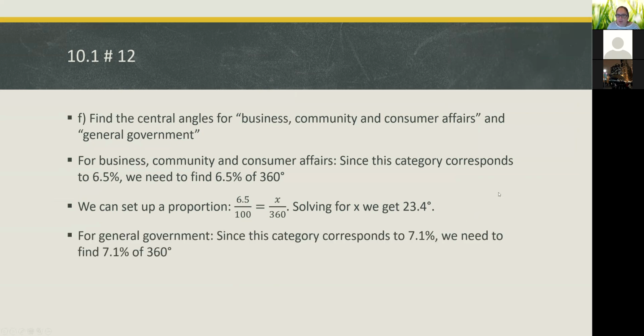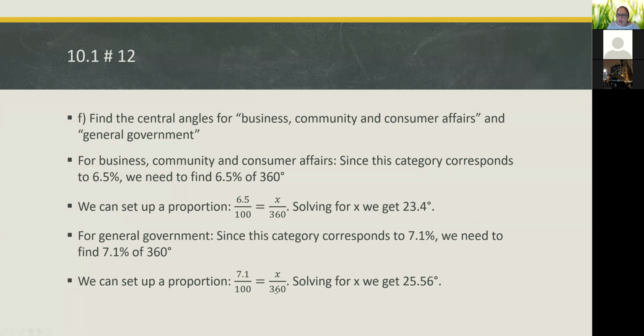And then for general government, that category corresponds to 7.1. So we can do the proportion. We'll do 7.1 over 100 equals x over 360. And when we solve for x, we get 25.56 degrees.